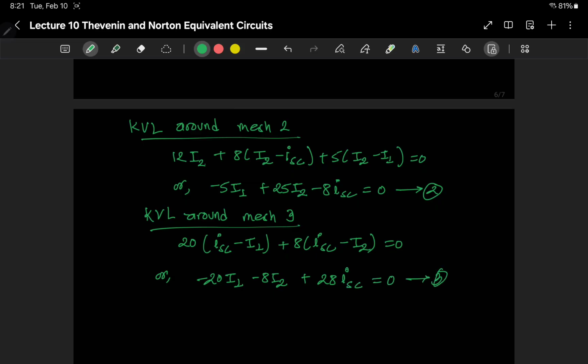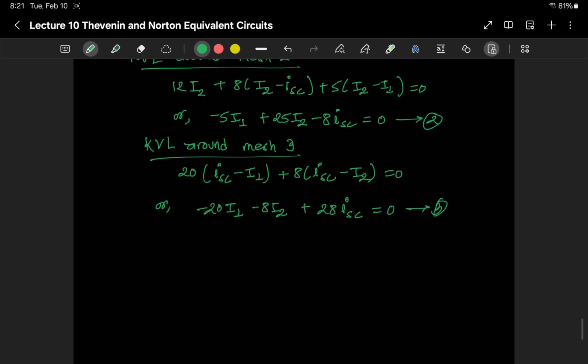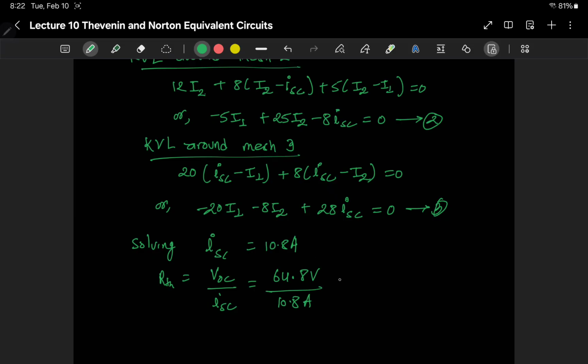So now we have 3 equations and 3 unknowns, so we can solve for the unknowns, and we don't have to calculate all the currents, we just need isc. If we solve this, we'll get isc is 10.8 amperes. Now we can calculate RTH is equal to VOC divided by ISC. VOC was calculated to be 64.8 volts, and now we calculated this as 10.8 amperes. That will give us 6 ohm, right?